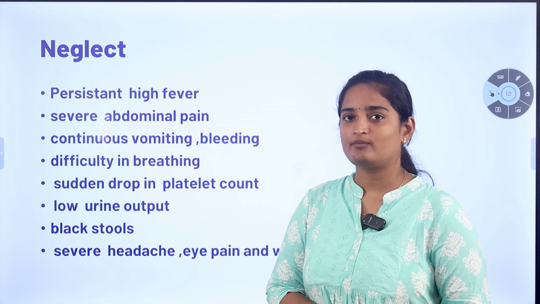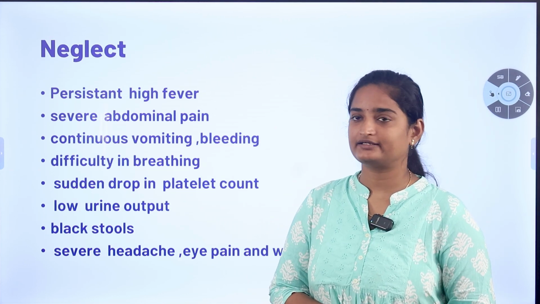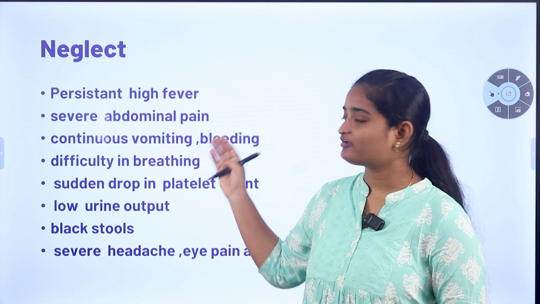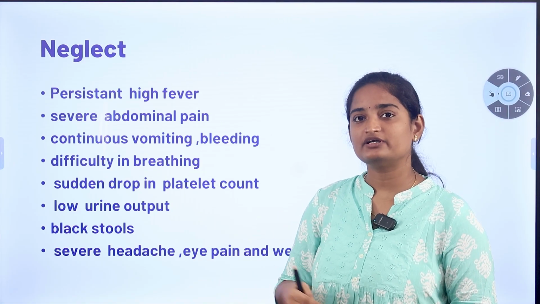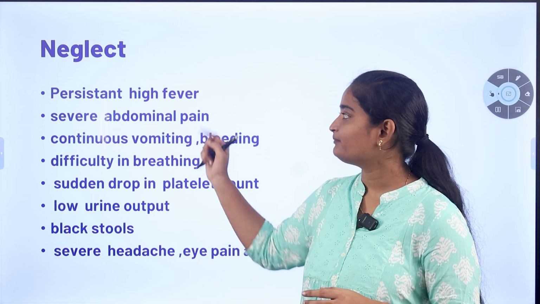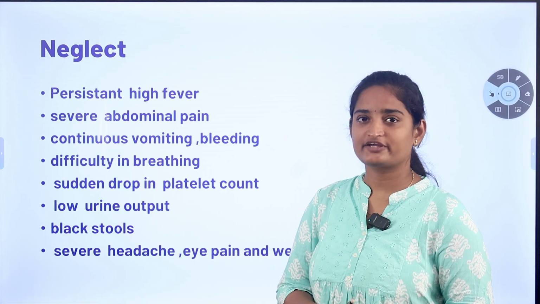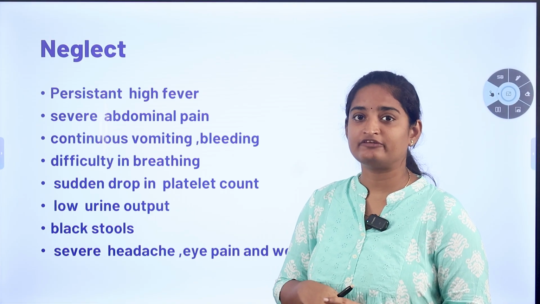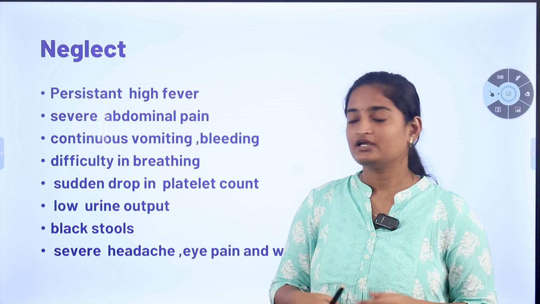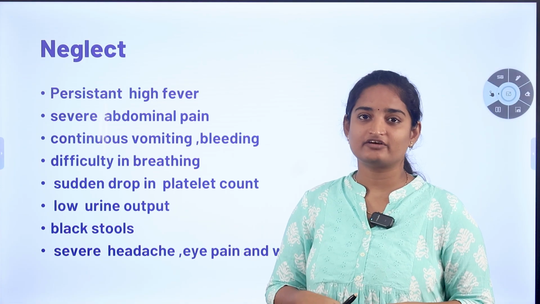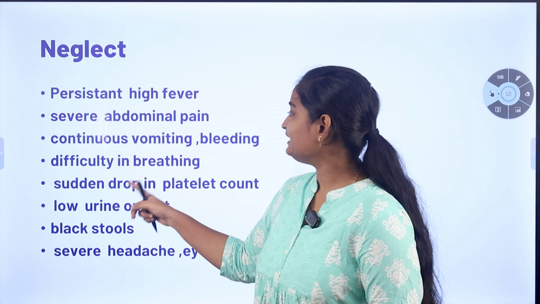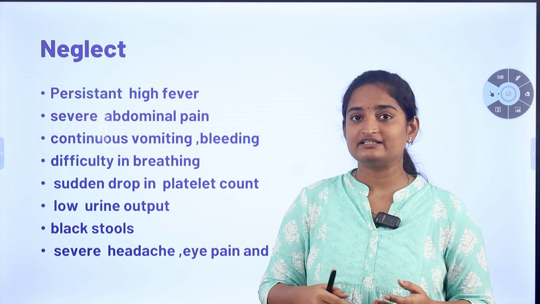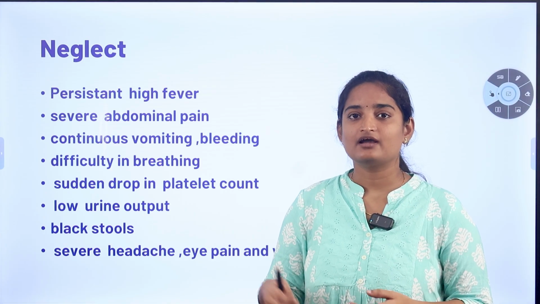Now coming to the complications that will occur if dengue is neglected. Persistent high fever. Persistent high fever means there is sudden fever and it doesn't subside. Severe abdominal pain is one of the complications of dengue. It means there is internal involvement of organs in dengue fever. Continuous vomiting and bleeding are signs of severe forms of dengue infection. Difficulty in breathing, where the patient feels difficulty in breathing.